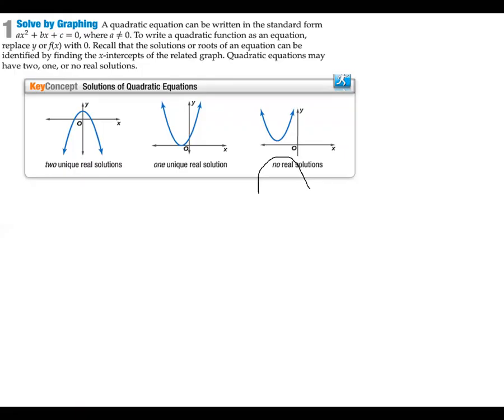Now, you don't have to memorize whether it opens upward or downward, above the x-axis or below the x-axis. Just look at the graph. If it crosses the x-axis, then it has one or two solutions, if it crosses twice or once. And if it doesn't, it has no solution.